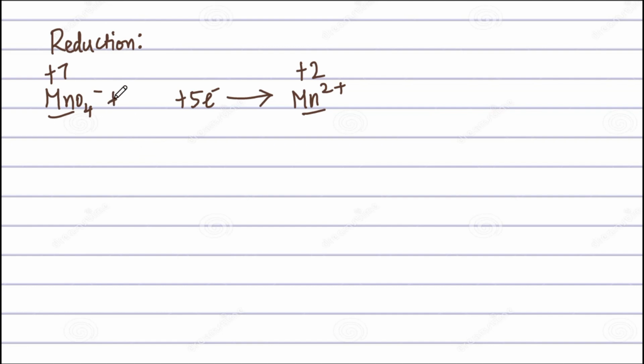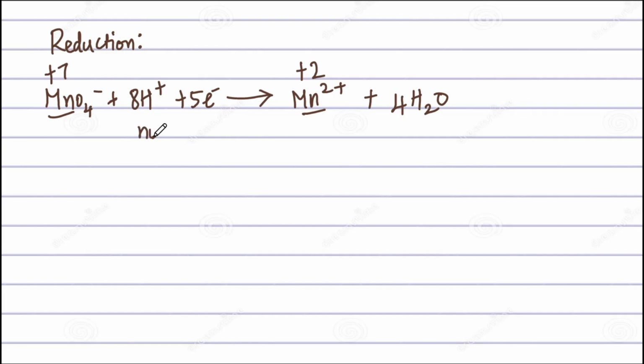Then you have to balance the oxygen and the hydrogen atoms. 4 oxygen atoms are present, so 4 H2O in the product side. Then 4 into 2, 8 hydrogen atoms are present in the product side. So you have to write 8 H+ in the reactant side.